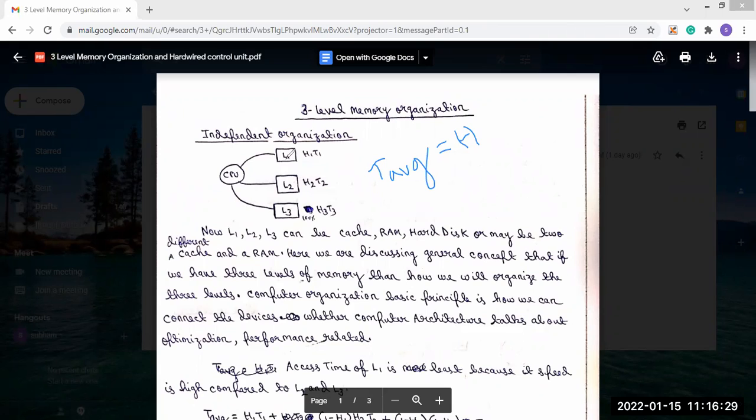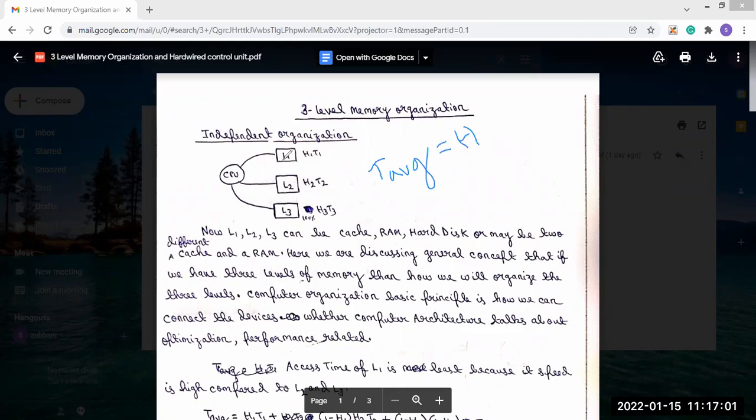Because if the data is present in the L1, then the access time will be less, so we can easily access it. So we always prefer that the data should be present in the L1. And that's why we say that if the data is present in the L1, consider it as a hit. So we always say that the data, if found in the L1, will be a hit.